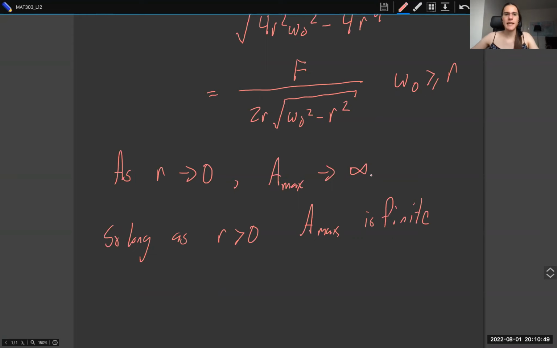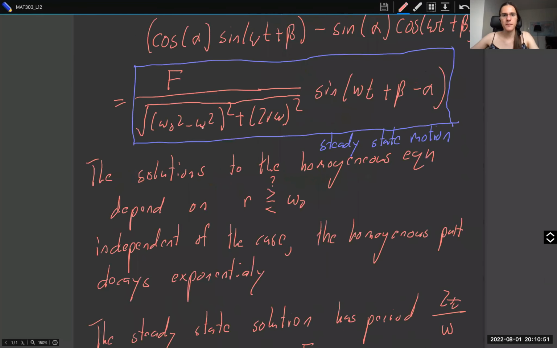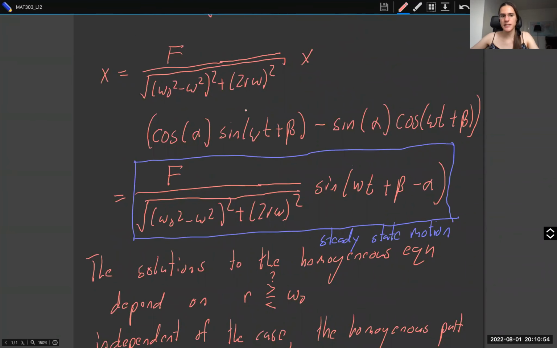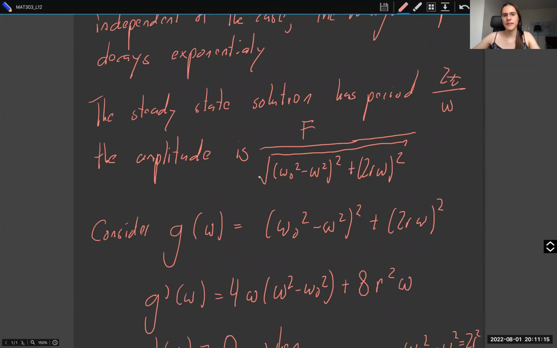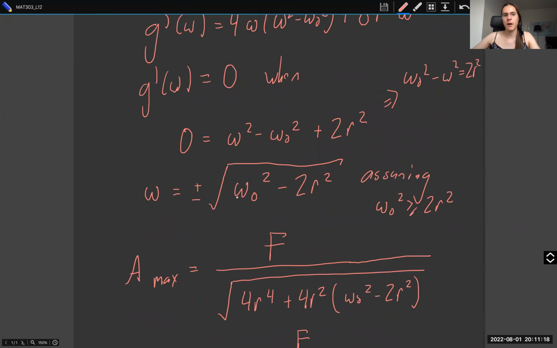So what happens in the case of a force damped motion is that there's an exponentially decaying set of solutions to the homogeneous equation, but then there's a steady state motion, which is periodic. And eventually, as time gets big, it just converges to this periodic motion because the other terms decayed exponentially and don't matter. Now, what is the amplitude of this motion? We found that the amplitude is given by this expression, and the amplitude is maximum when omega is going to be either one of these cases.